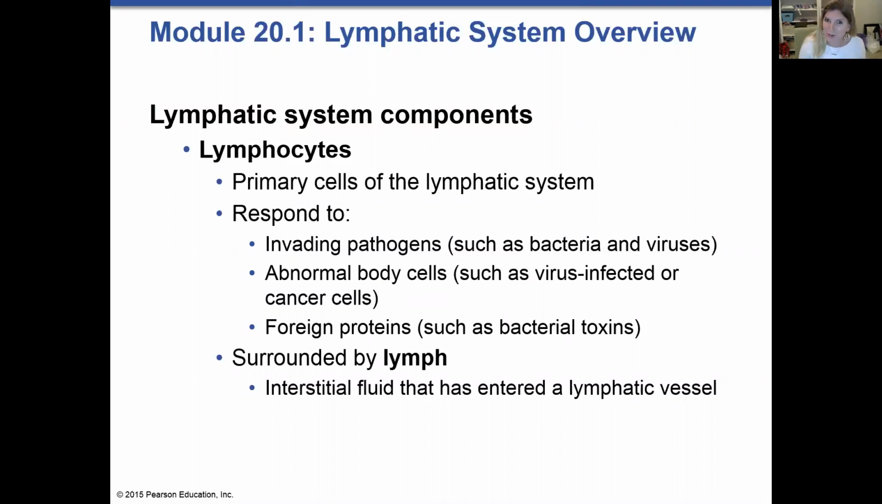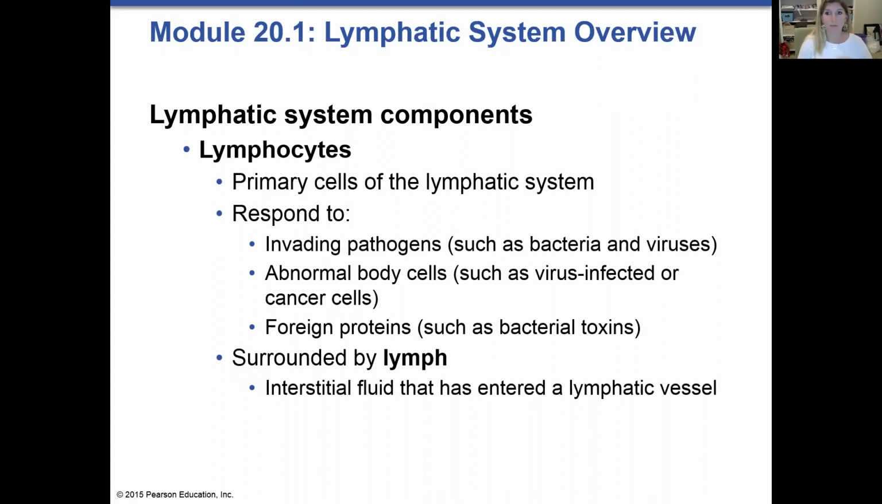You should recognize that word lymphocytes, right? We talked about lymphocytes when we were talking about different types of formed elements, different types of blood cells. Those lymphocytes, remember, they were the smaller ones. The nucleus pretty much filled the entire cell when you looked at it under the microscope. These are the primary cells of the lymphatic system. These are the cells that are responding to pathogens like bacteria and viruses. They're responding to abnormal cells, like cells that have been infected by a virus or possibly cancer cells. And they also recognize foreign proteins like the toxins on bacteria.